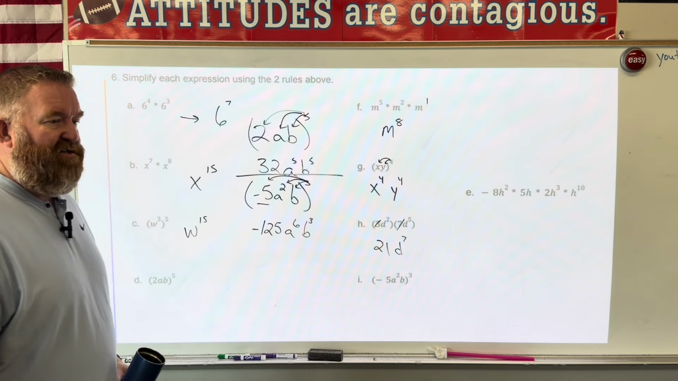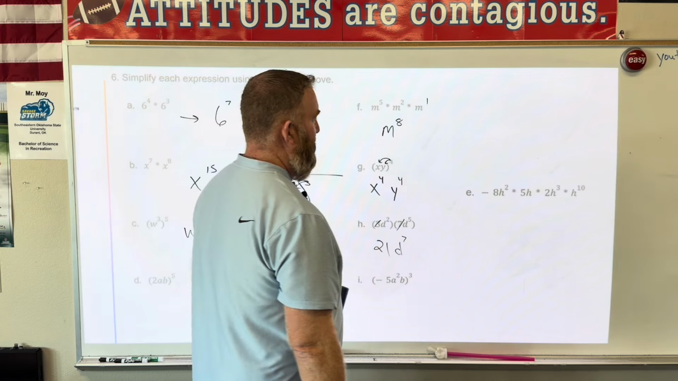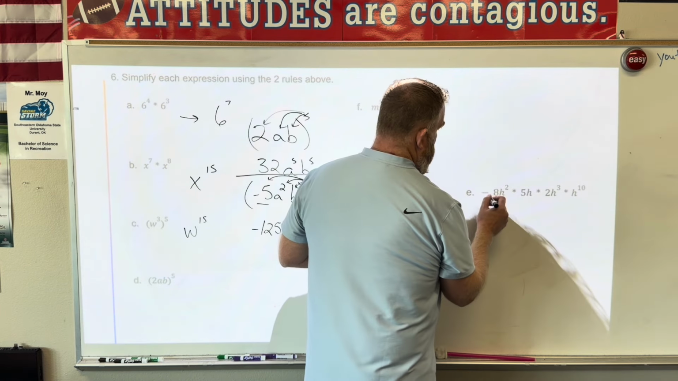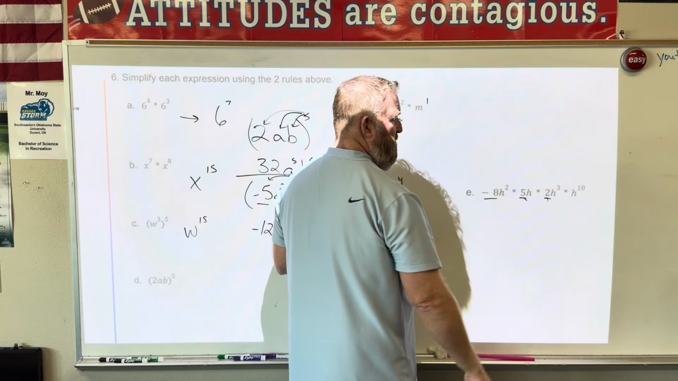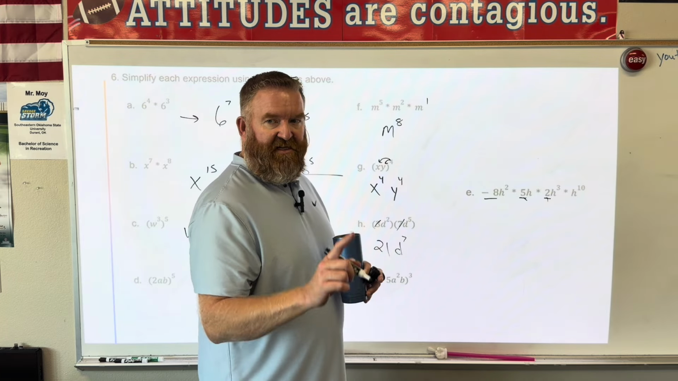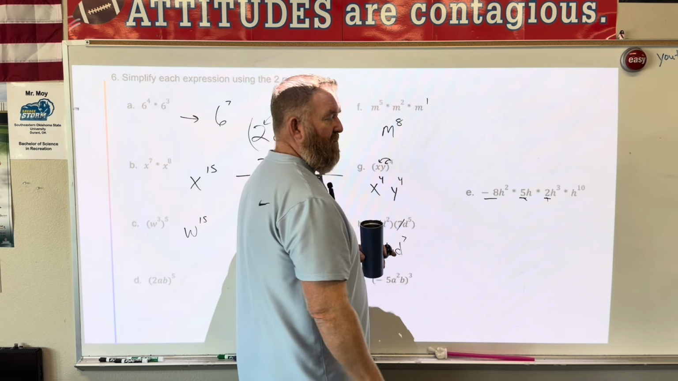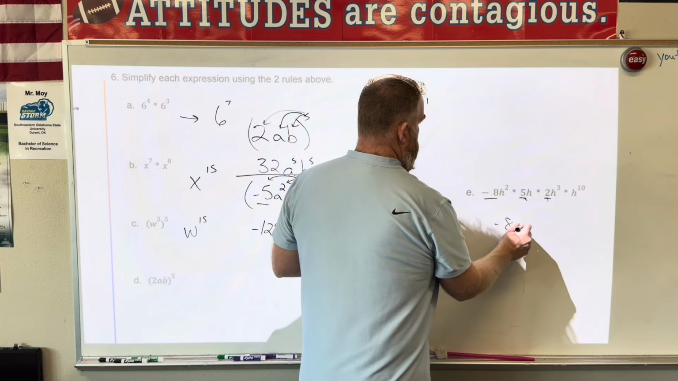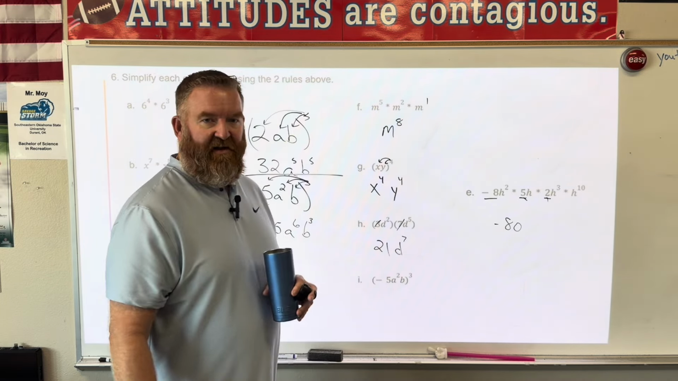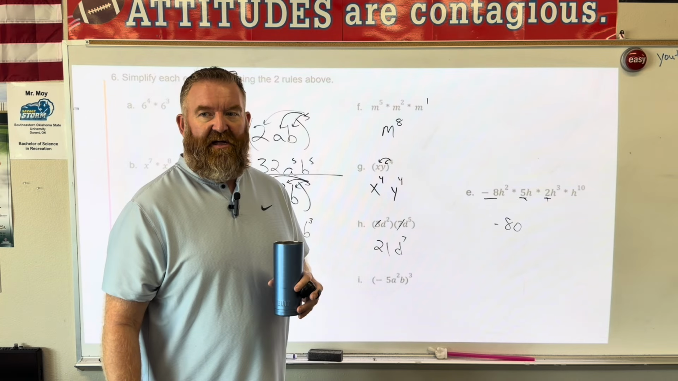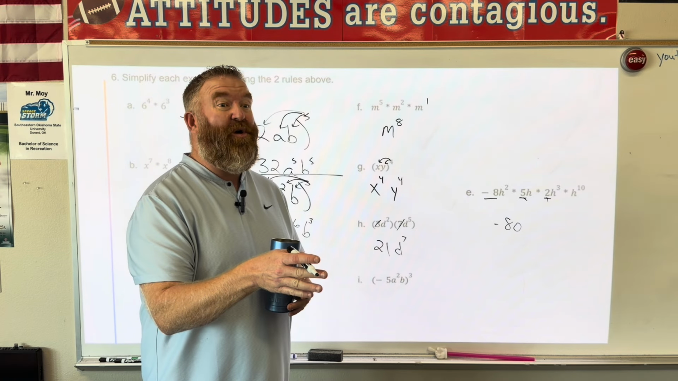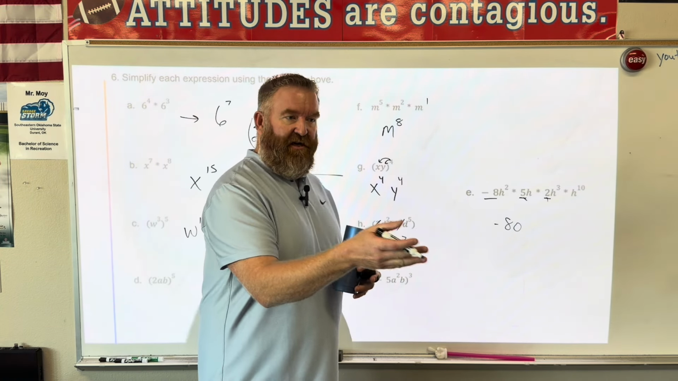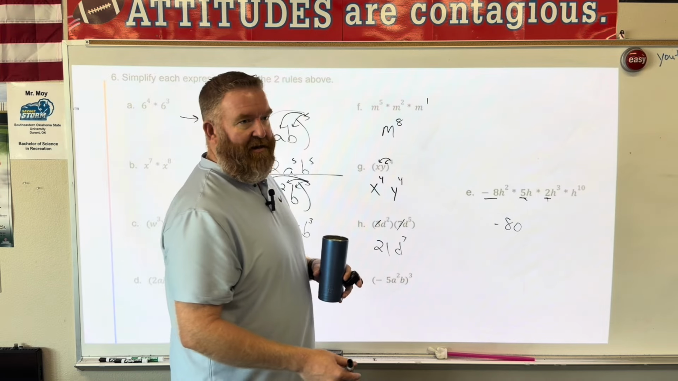What are the coefficients? 8, 5, 2. There's a way to do this in your head, by the way. I'm going to start over here. What's 5 times 2? What's 10 times -8? -80. I just multiplied those 3 numbers together. If you went left to right, you would get -8 times 5, which is -40. And then you multiply it times 2, you get -80. So it doesn't really matter which direction you go.